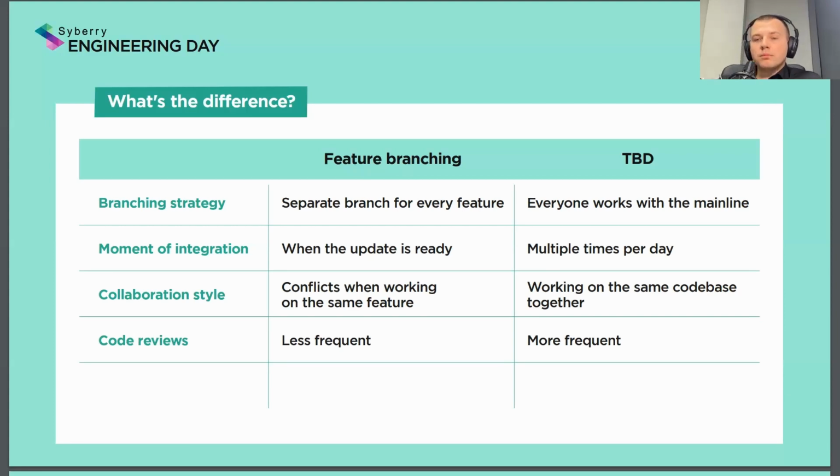Code review. In feature branching, code review may be less frequent as developers wait until they are ready to merge their changes into the main line. Trunk-based development emphasizes the importance of code review, where developers review each other's changes before they're merged into the main line. This practice helps to catch errors, improve code quality, and ensure that all changes align with the project goals and standards.